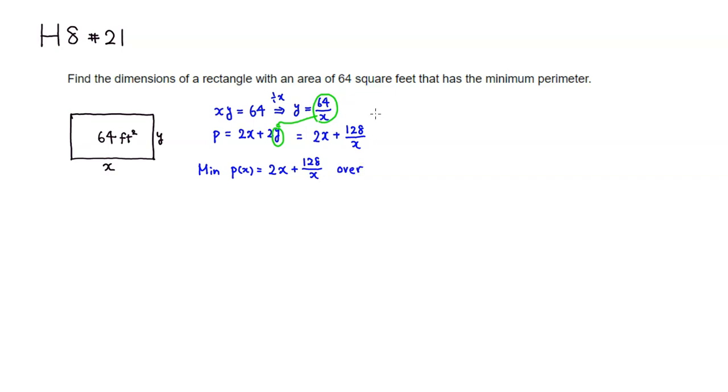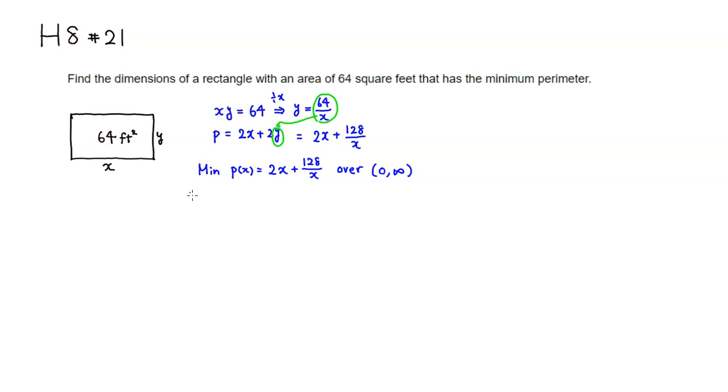X has to be a length, so you cannot have a negative length, and it cannot be 0 because 0 times anything is 0, so it'll never get 64. So it's going to be at least positive. And x could be as big as we want, because if x is huge, we can set y to be very, very small so that the area is still 64 square feet. So I'll just put the interval from 0 to infinity. All right, so let's try to find the absolute min over this interval.